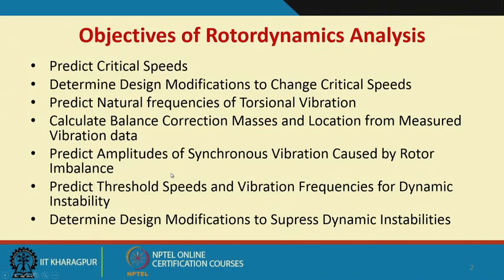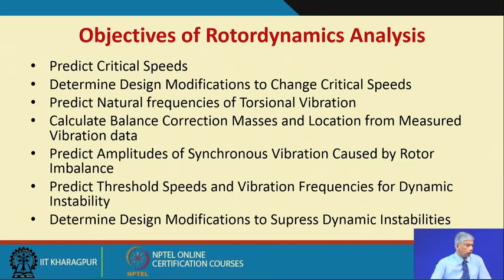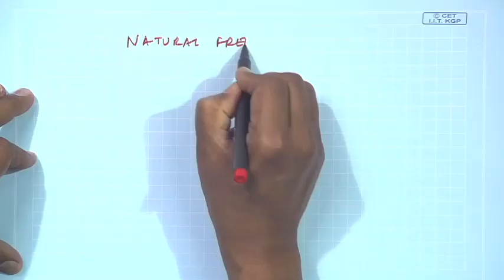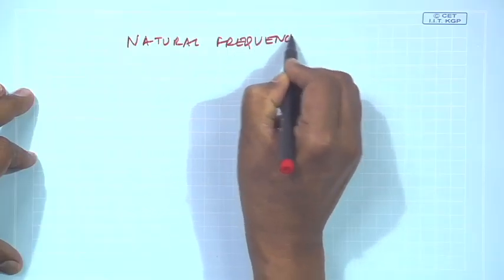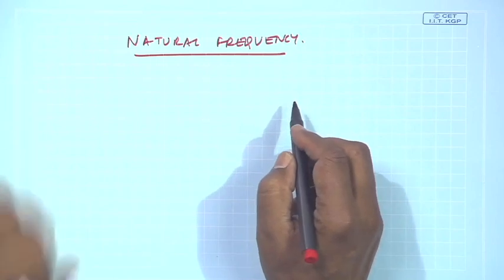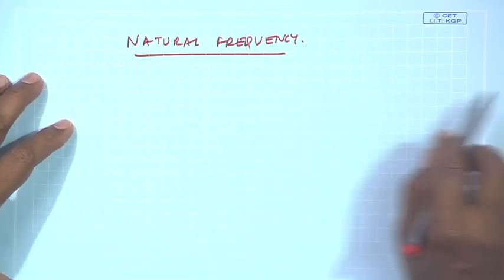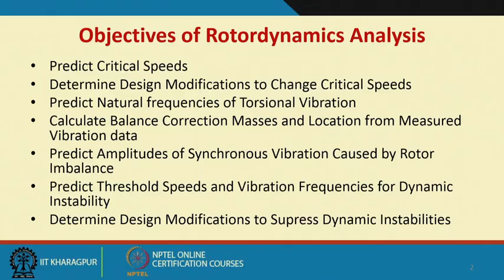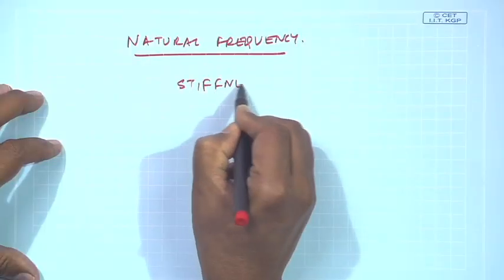So, what are the objectives of rotordynamics? One is predicting the critical speed, because these shafts could have a natural frequency because of rotation. One should always avoid operating the shaft at the critical speeds. We can do certain design modifications to change the critical speeds, so, playing around with the stiffness.